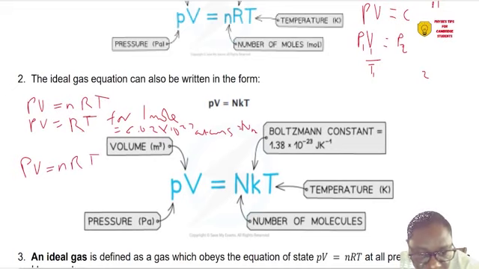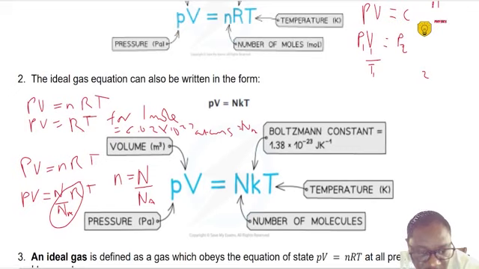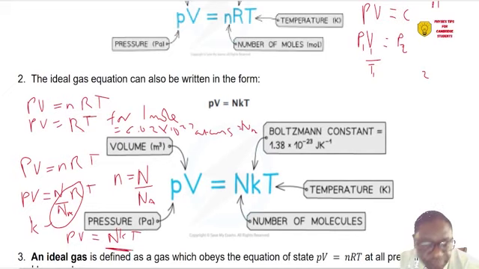So the number of moles is equal to N over Na. So in place of that, I can put PV is equal to N over Na, then RT. Now if I divide these two, that's going to give me a new constant, which is small k, the Boltzmann constant. This then becomes PV is equal to capital N, the number of molecules, times the Boltzmann constant times T. So that is where this is coming from.